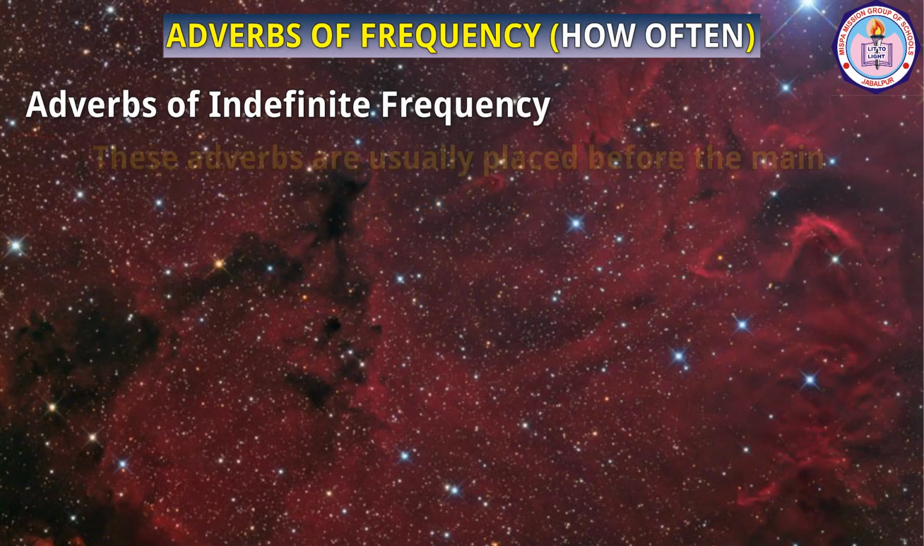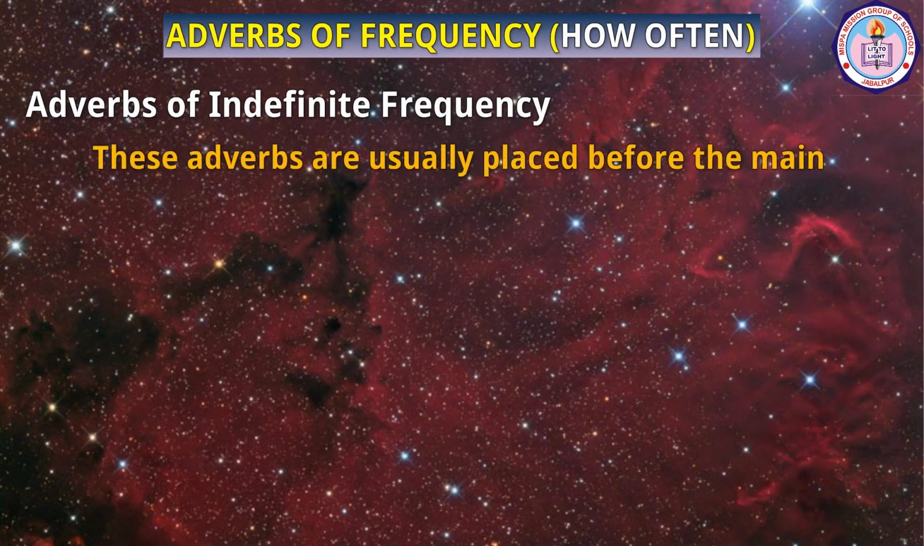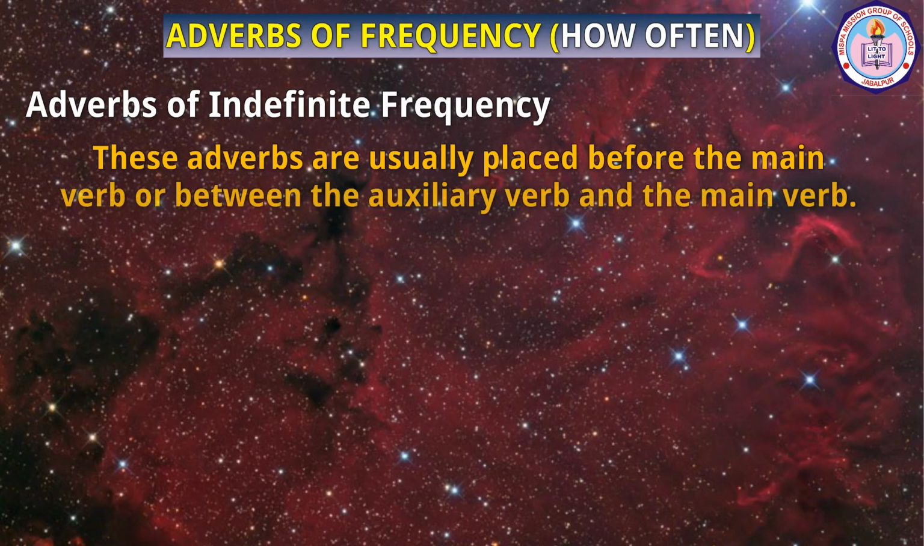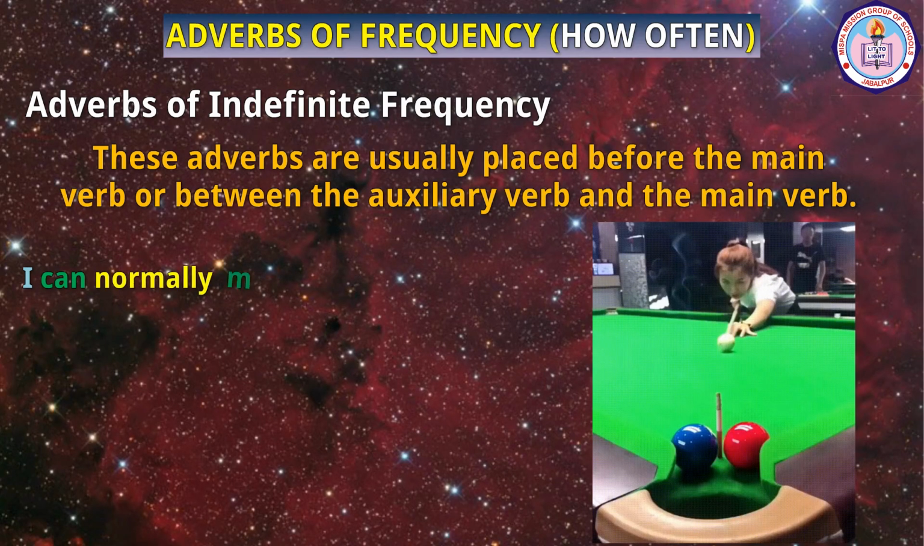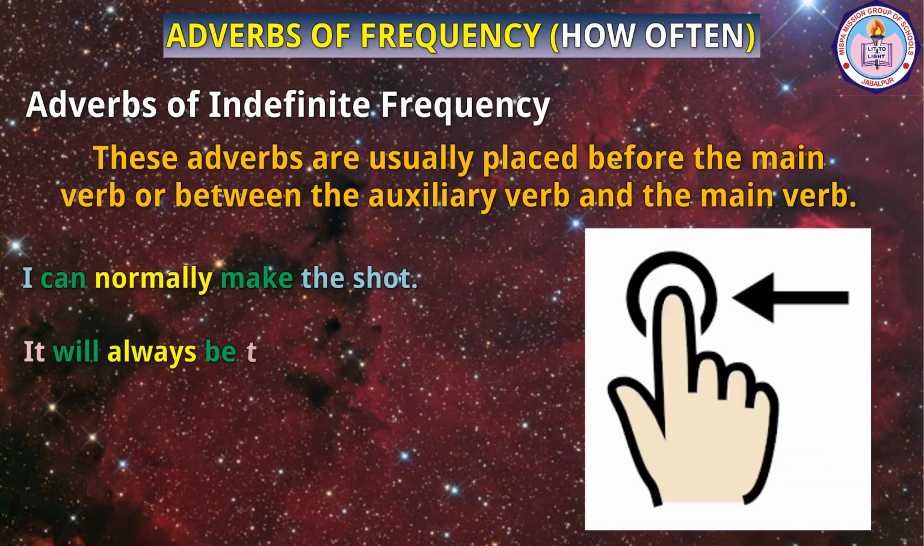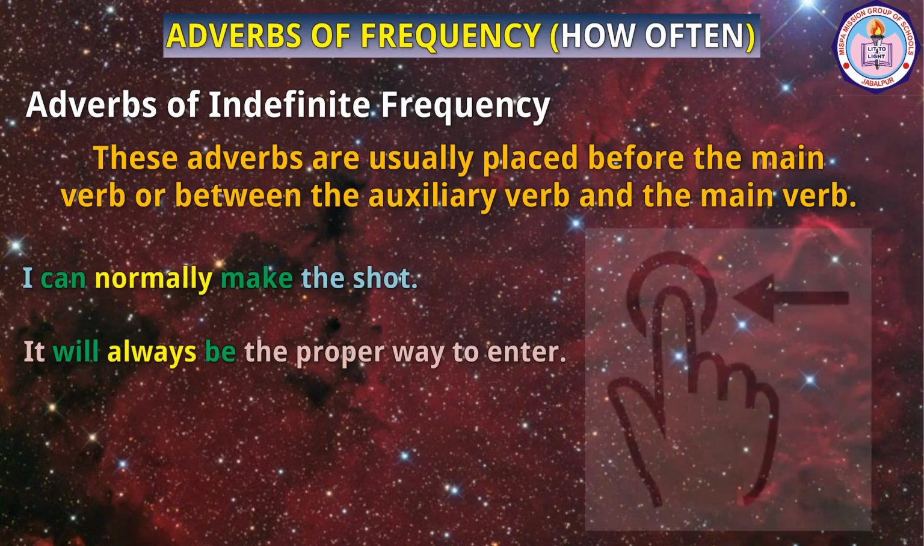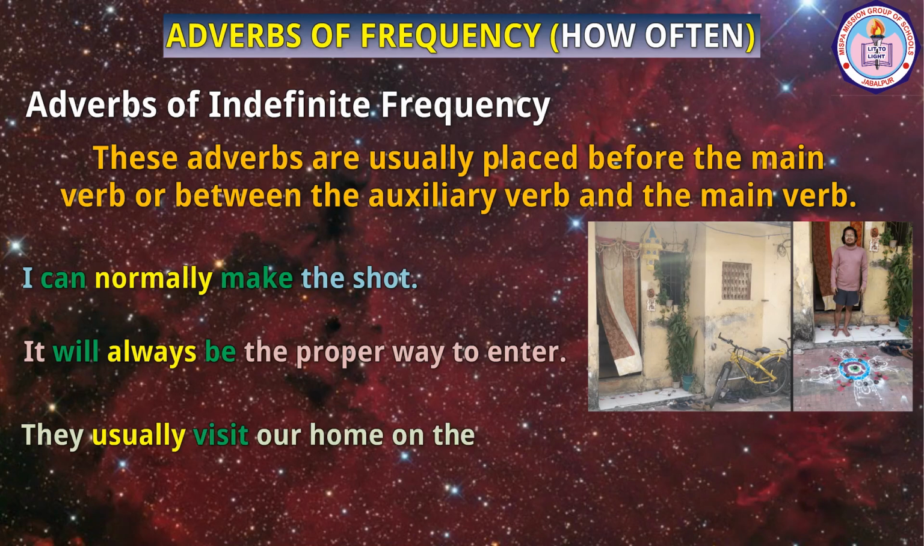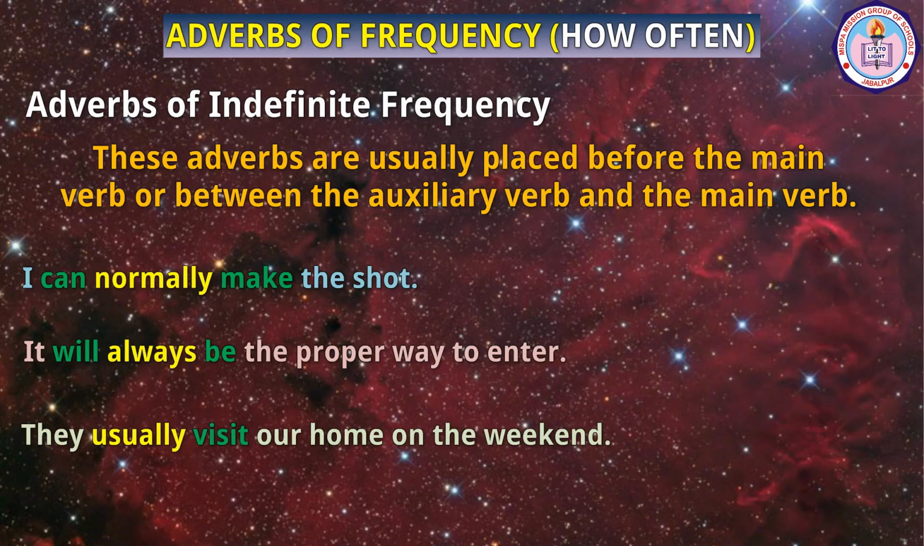These adverbs are usually placed before the main verb or between the auxiliary verb and the main verb. I can normally make the shot. It will always be the proper way to enter. They usually visit our home on the weekend. In the first sentence, the adverb normally is placed between can and make. In the second one, the adverb always is placed between will and be. In the third sentence, the adverb usually is placed before the verb visit.